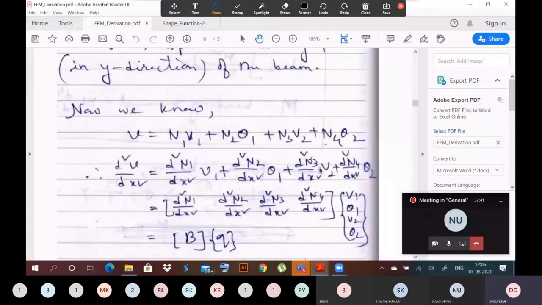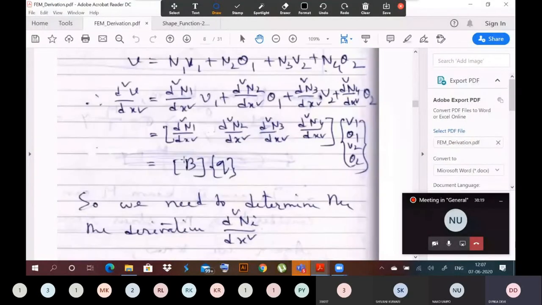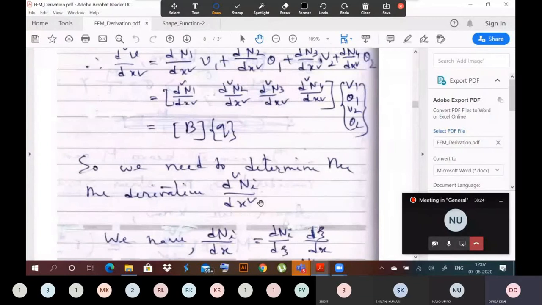So strain will be equal to B into Q, where B is equal to d square N1 by dx square, d square N2 by dx square, d square N3 by dx square, d square N4 by dx square. So our aim is to derive this B matrix. So we need to determine the derivative d square Ni by dx square, where i varies from 1 to 4. Now how to find out this derivative?